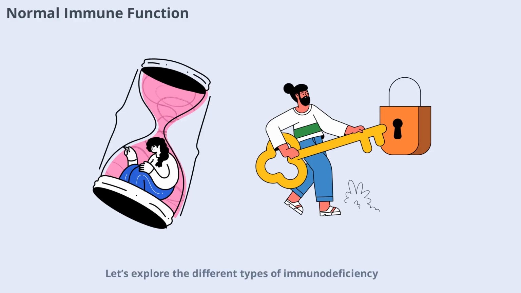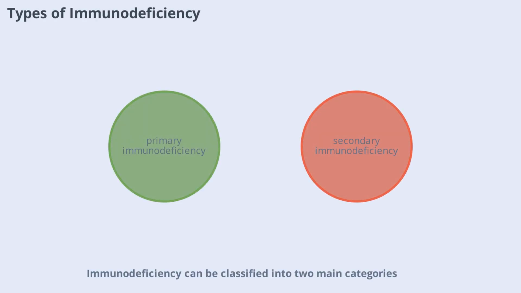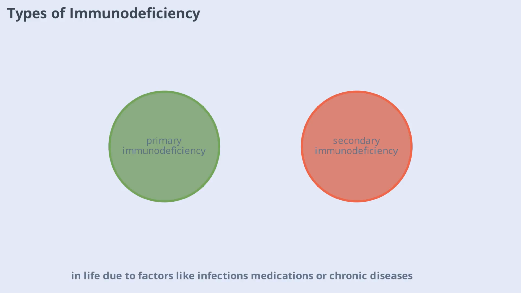Let's explore the different types of immunodeficiency. Immunodeficiency can be classified in two main categories: primary and secondary. Primary immunodeficiencies are usually inherited and present from birth, while secondary immunodeficiencies are acquired later in life due to factors like infections, medications, or chronic diseases. Both types can range from mild to severe, affecting how well the immune system can protect the body. Understanding these categories helps in identifying the underlying cause and choosing the right treatment.